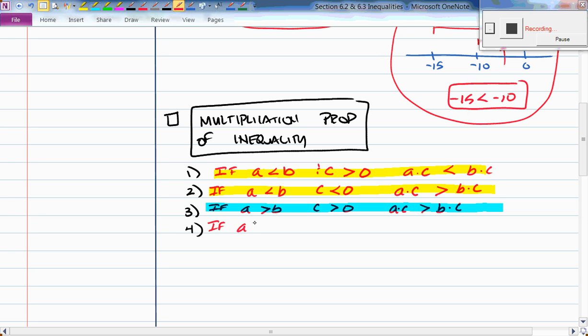But if your A is bigger than B, but C is less than 0, well, again, we have to make sure we reverse the direction of the inequality sign. That'll say that A times C is now less than B times C. So the top two in yellow are the less than features, and the bottom two in blue are the greater than features. And it also works if it's less than or equal to underneath the same box here.